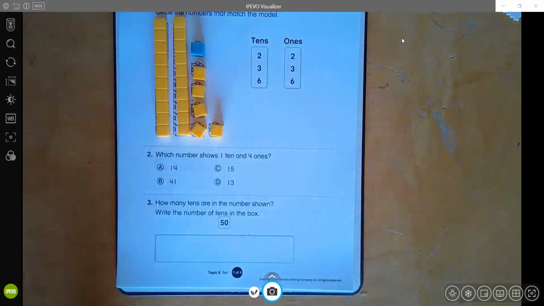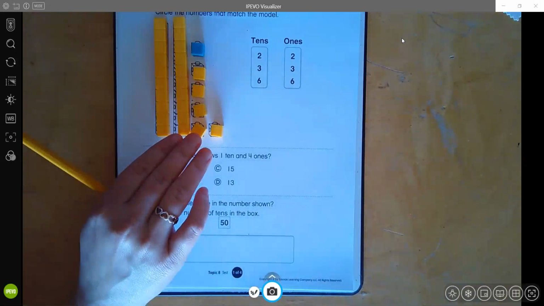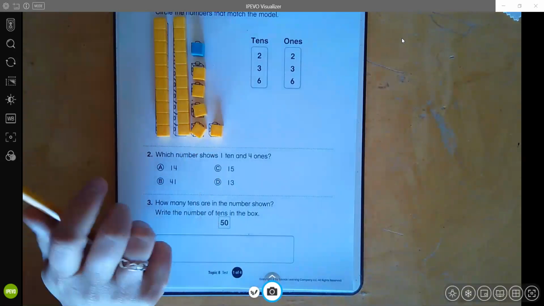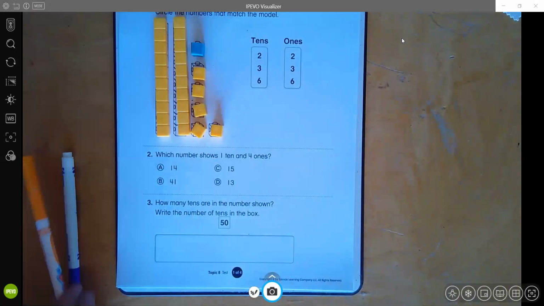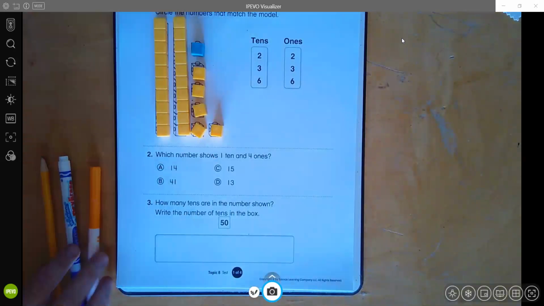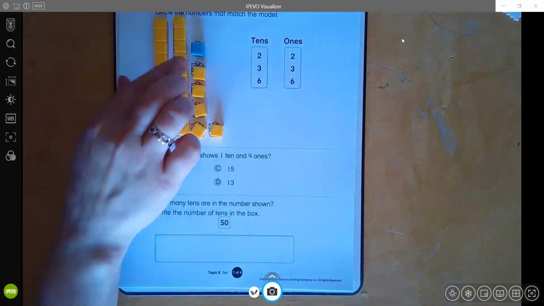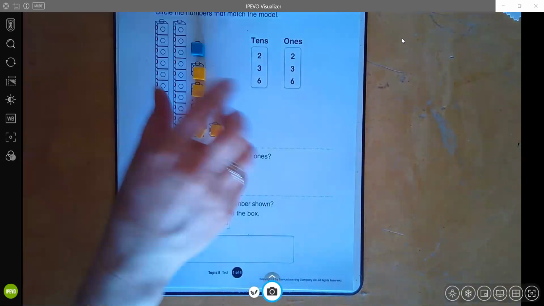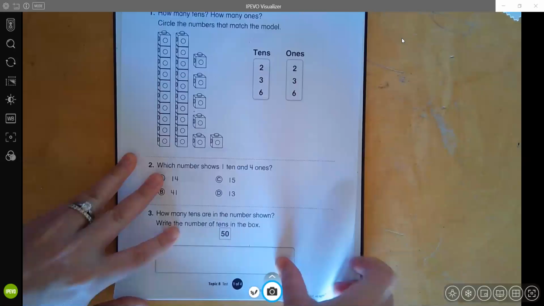And I want to go back and say, most of us do not have tens cubes or ones cubes. That's okay. You could use pencils, you could use markers. I've got some markers here that I could use as tens cubes. So whatever you want to use. And if you want to use beans or something small, even like pennies for ones, that would work too. I'm sorry for not saying that earlier. Okay, we're going to move on to number 4.